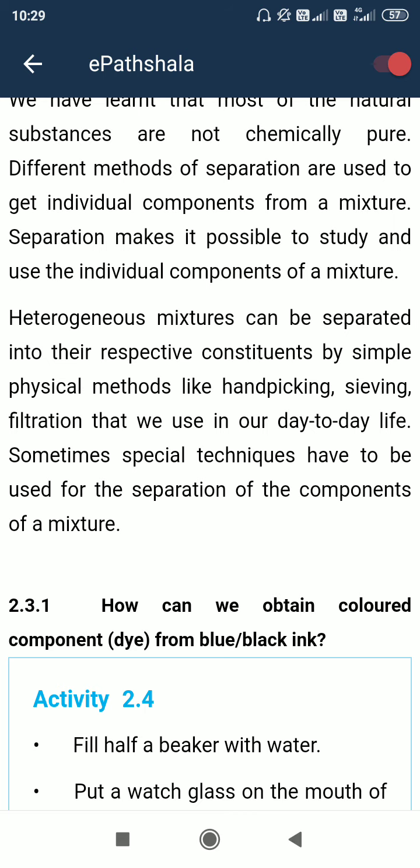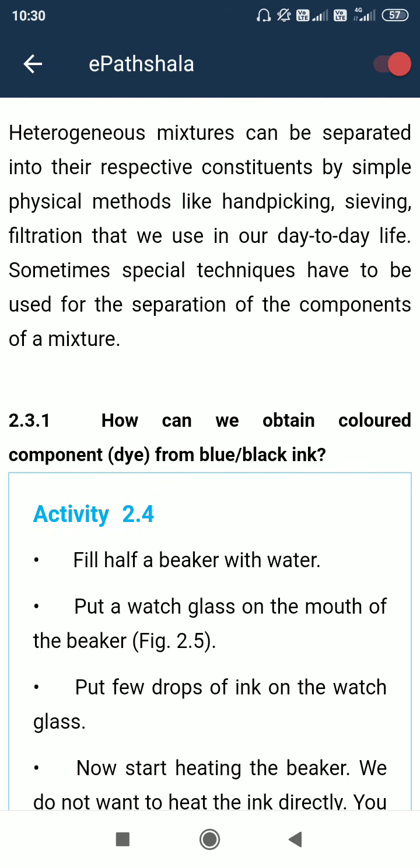So these are mainly heterogeneous mixtures, meaning some part of the mixture is having one component more than some part of the same mixture. That is a heterogeneous mixture.